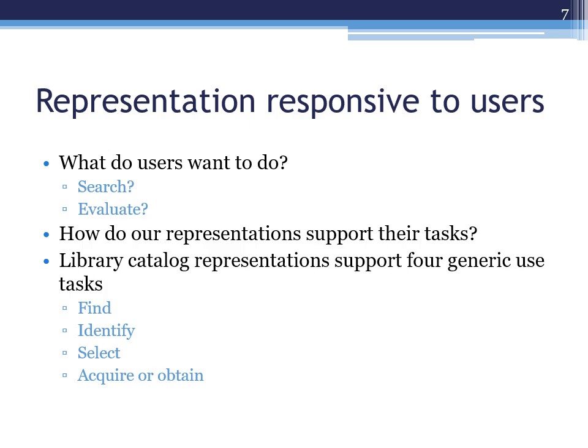Again, the representations should be responsive to users. So you need to ask what the users want to do and how our representations support their tasks. Our library catalog representations support four general user tasks, right? Find, identify, select, and acquire or obtain. Let's take a look more at the generic status of the representation.